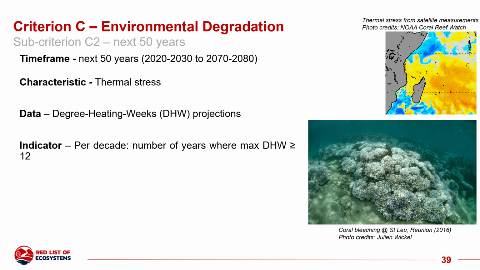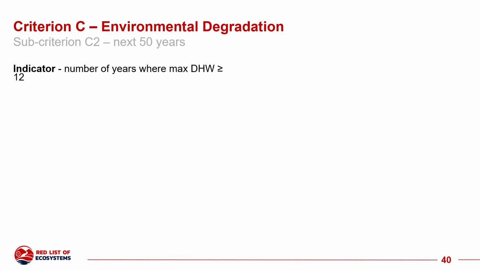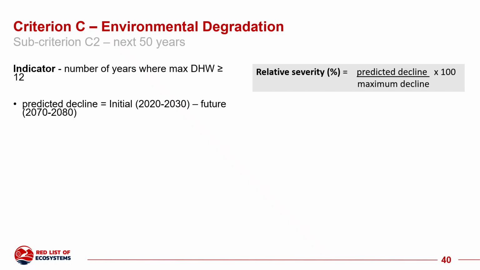For the Western Indian Ocean, both 8 and 12 were used because they are globally recognised benchmarks for severe coral bleaching. Each region can select the DHW value that best represents severe bleaching in their region, taking into account any expected regional adaptation or acclimation. Once a DHW level is decided, for each ecoregion, calculate the number of years where the maximum DHW exceeds the bleaching severity limit in the current decade, i.e. from 2020 to 2030, and in 50 years, i.e. from 2070 to 2080.